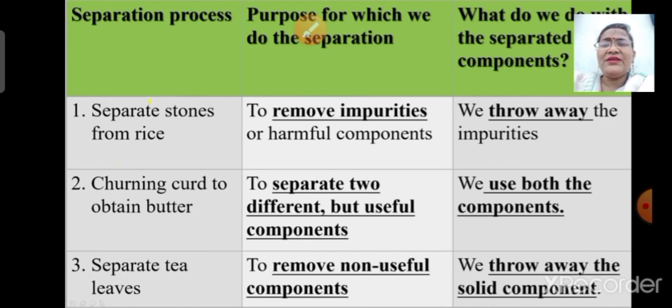Now we have seen various reasons why we do separation, children. And also we have seen the examples of separation. Now this is a homework for you, children. You have to find 3 real life situations where you are doing separation, and then you have to make a table which I have shown you on the screen. In the table you will write that example of the separation process, and then you will write why you are doing this separation, and what you do with these separated substances.